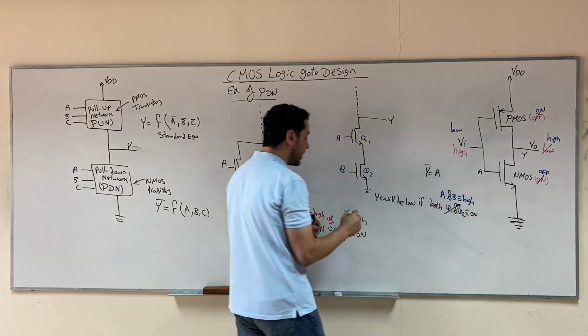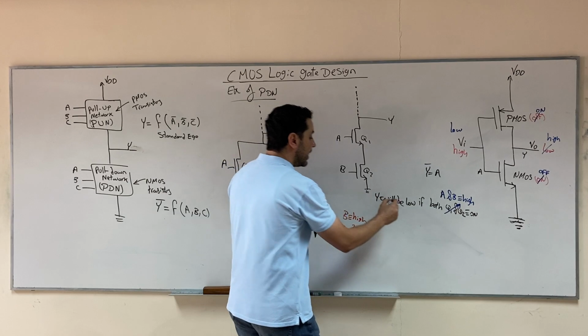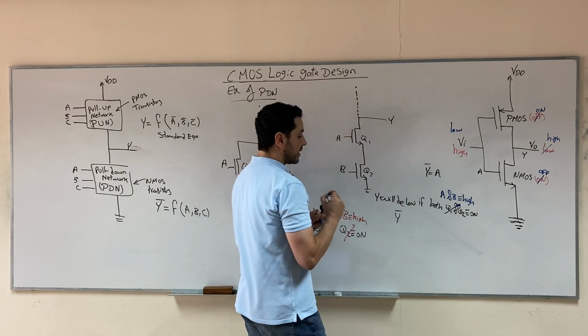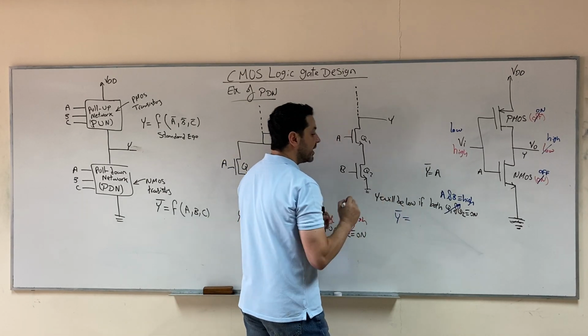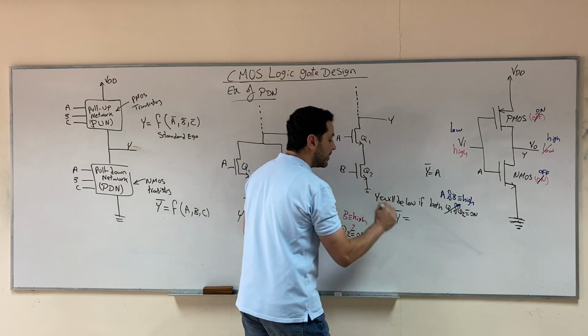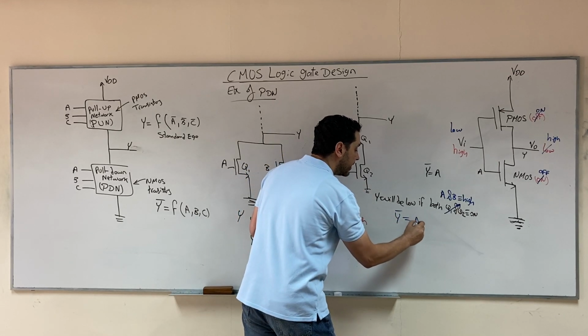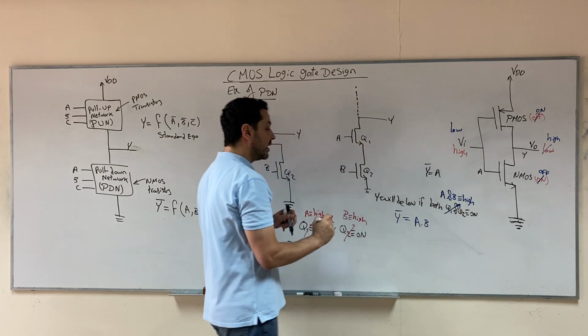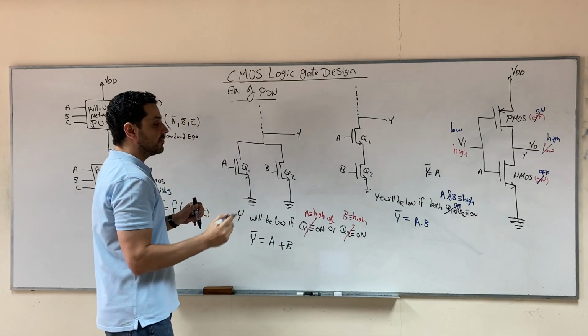So in this case, we can write the equation here. Y bar will be low if both A and B are high, so we write A and B. So this is the equation for this pull down network.